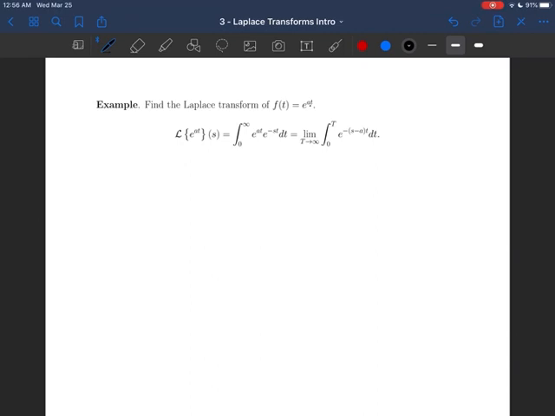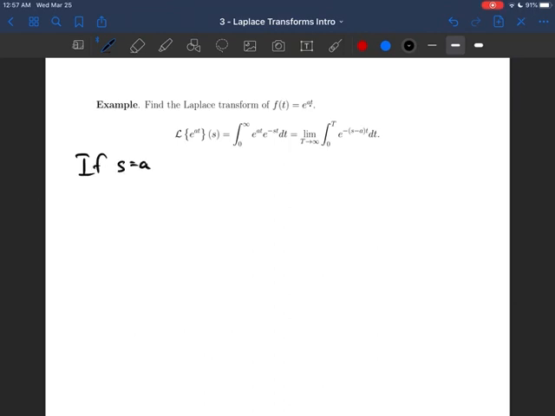All right, so let's calculate. We have to take this in two different ways. If s is equal to a, then the exponent is 0, and we have to integrate in one way because this is a constant function. However, if s is not equal to a, then this is an exponential, and we integrate according to that rule. So we're going to take those two cases separately.